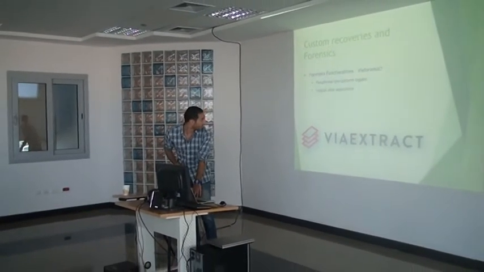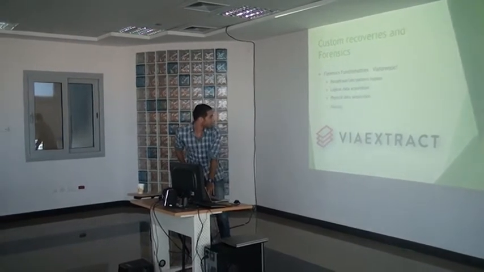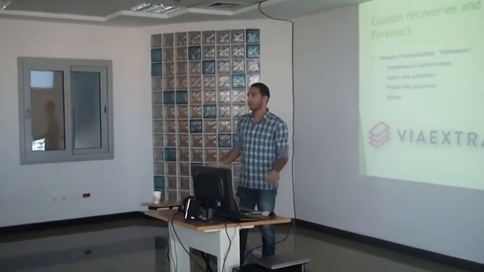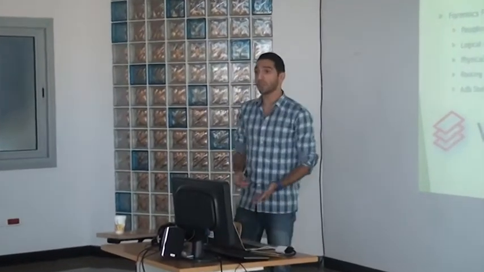Okay, logical data acquisition, and physical data acquisition. Rooting, though this shouldn't be a forensics functionality, but they give you more functionalities. And ADB shell. You know ADB shell, right? So if the device doesn't support it or the ADB shell is not enabled, if you use the Via Extract tool, you can enable it. Cool. Because if I enable the ADB shell, I have a shell, and I can do whatever, if I have the right permissions. So these were my forensics functionalities.